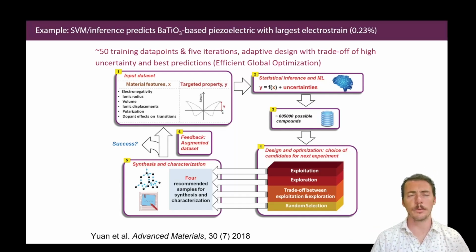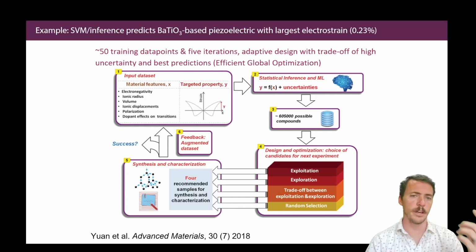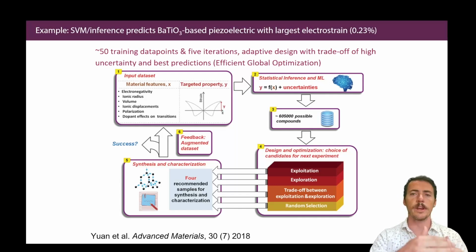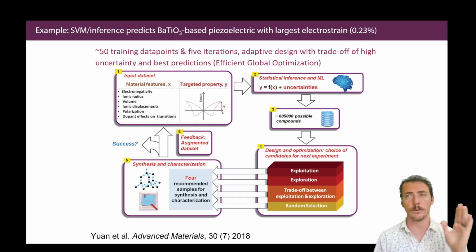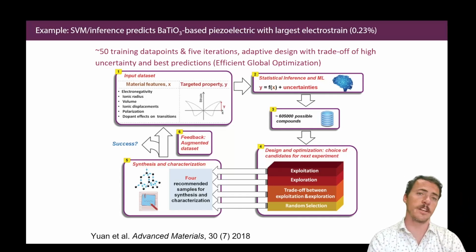They're trying to get a really high electrostrain. So when you apply a voltage to it, it's how much strain is induced in the piezoelectric. They built a data set that only had 50 data points. That is not a lot of data points. You're not going to hit this with a neural network or something. It's just not enough data.